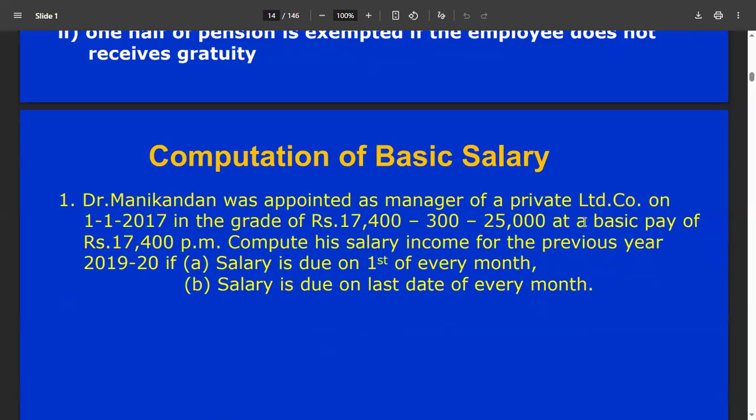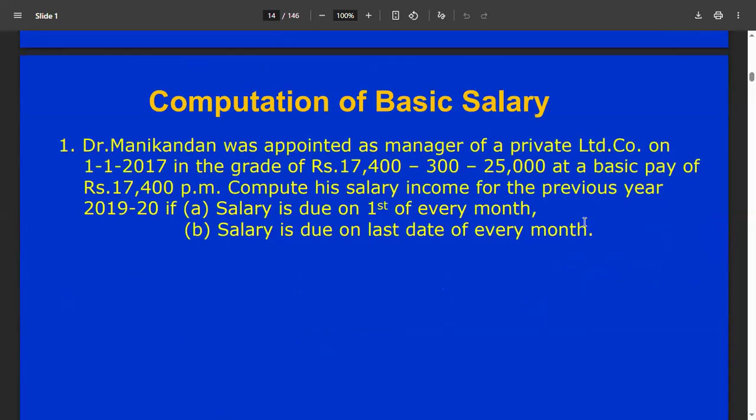Now let's see one basic numerical to understand the basic salary. Okay, till now any doubt? Okay. So Mr. Manikandan appointed as a manager in private company. On 1st April 17, his salary was 17,400-300-25,000, and his basic salary was 17,400.